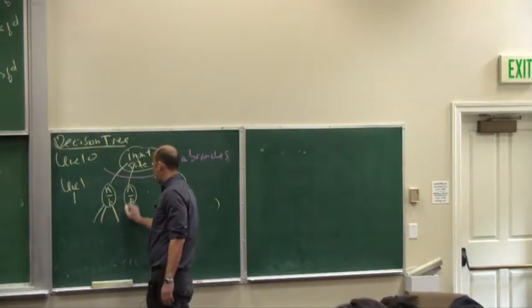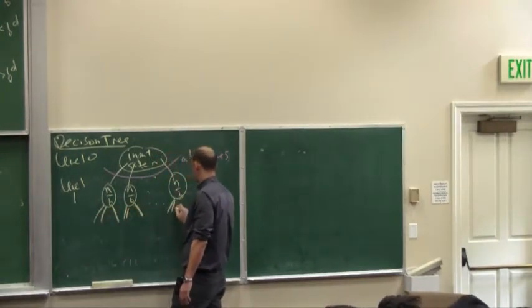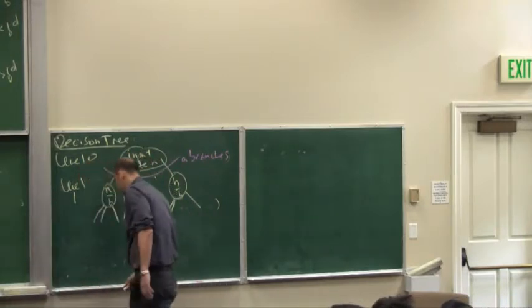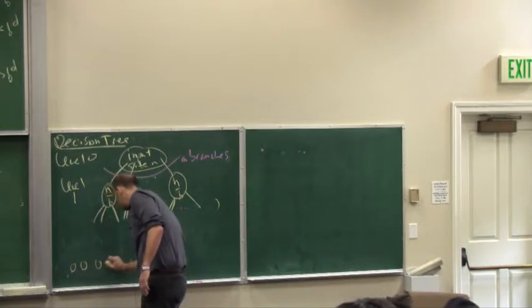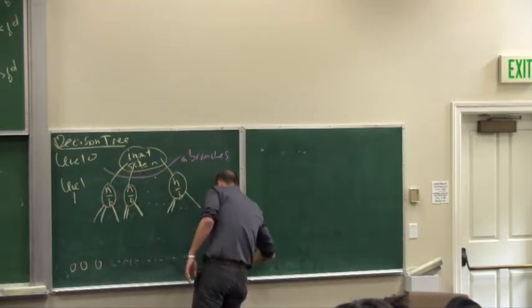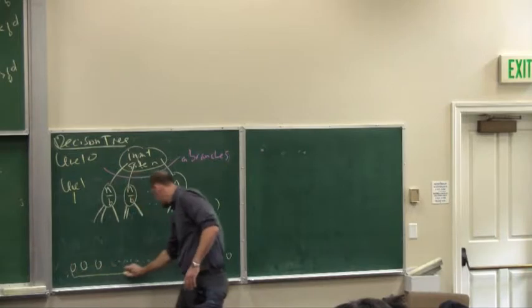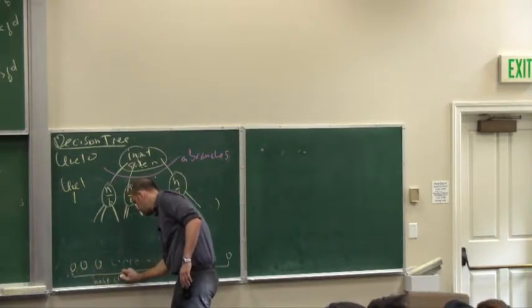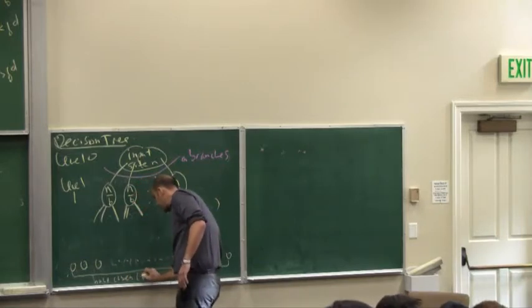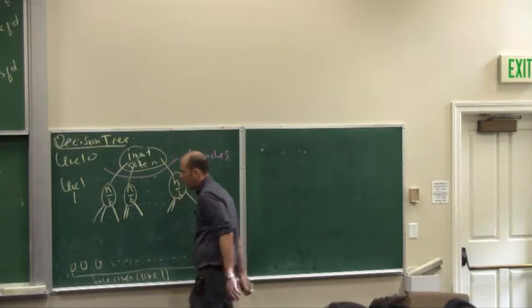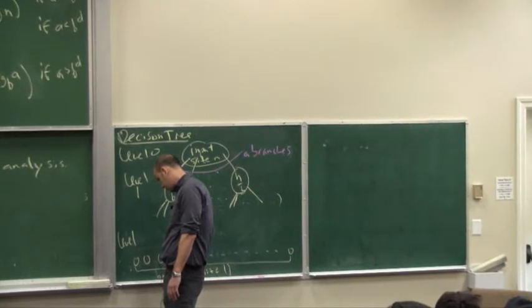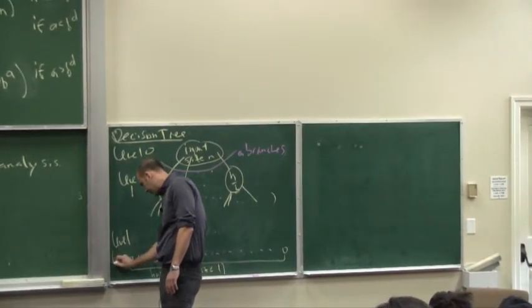So now these again will have a branches. And once again, eventually we'll terminate at the base cases, which have size 1. And what is the level down here? Log base b of n.